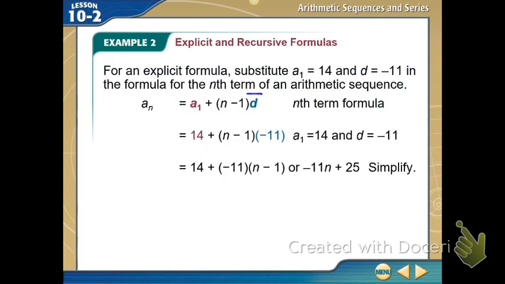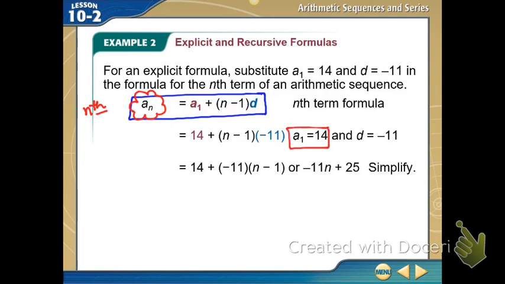So this is the nth term formula. In the nth term formula, we're solving for a sub n. This always stays here because we're trying to figure out a formula so that we can find the nth term of any list. In other words, I want to be able to find the 9th term or the 50th term. And then the things that we need to plug in are A1, right? That goes in here. And then we need to plug in D. That goes in here. And then we want to simplify the expression.